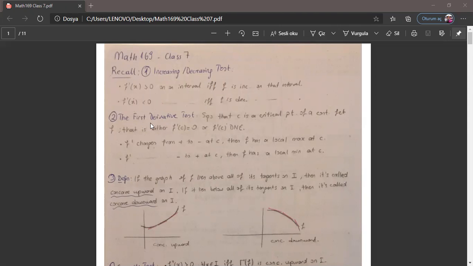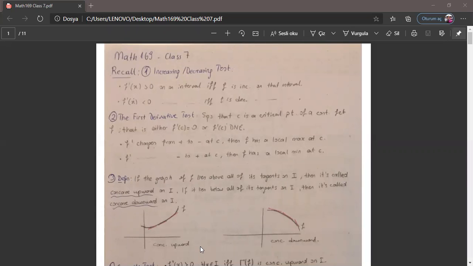And this is the first derivative test. So we suppose first c is a critical point. What is a critical point? We say c is a critical point if f prime of c equals 0, or c makes this derivative undefined. So suppose it's a critical point, then we know f prime changes from plus to negative at this critical point. If this happens, then we say f has a local max at this point.